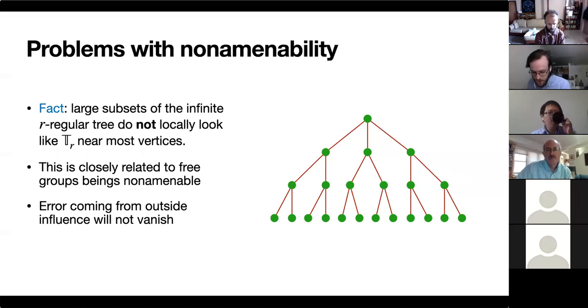The consequence of this is that if we tried to run through that whole program we had for the Ising model, the error coming from outside influence, when running the dynamics on a finite marginal, will not go away. Because if we look at a large subsystem of the infinite dynamics, you can't disregard the influence from the rest of the system.